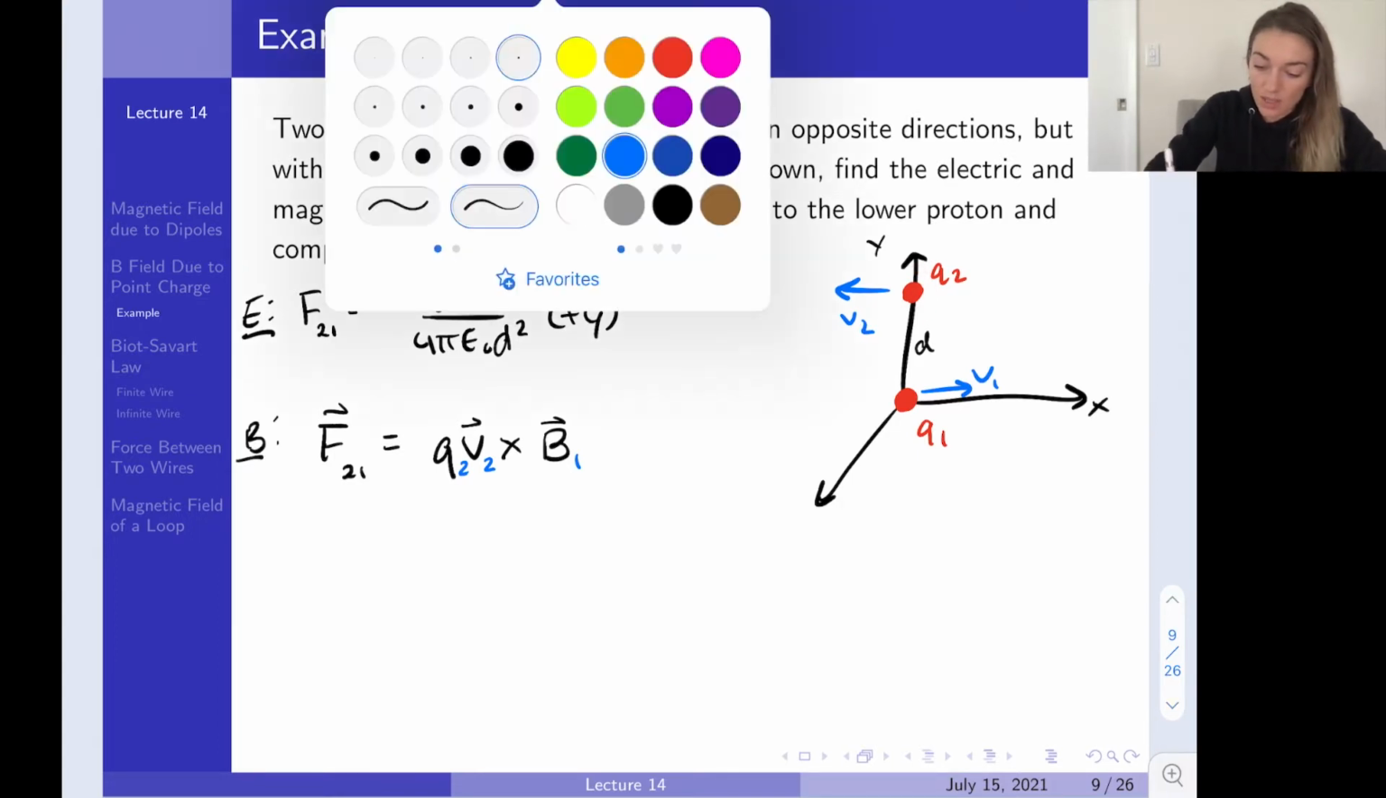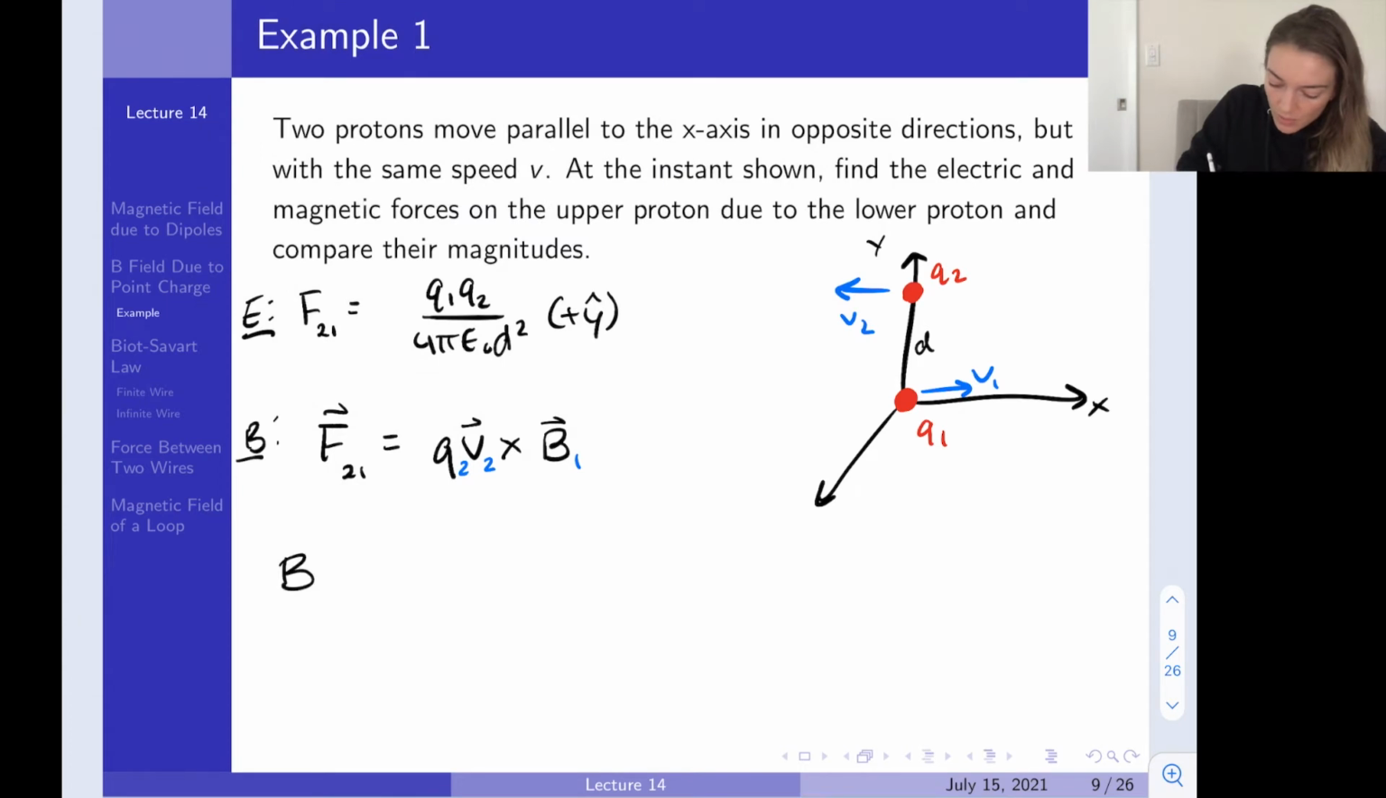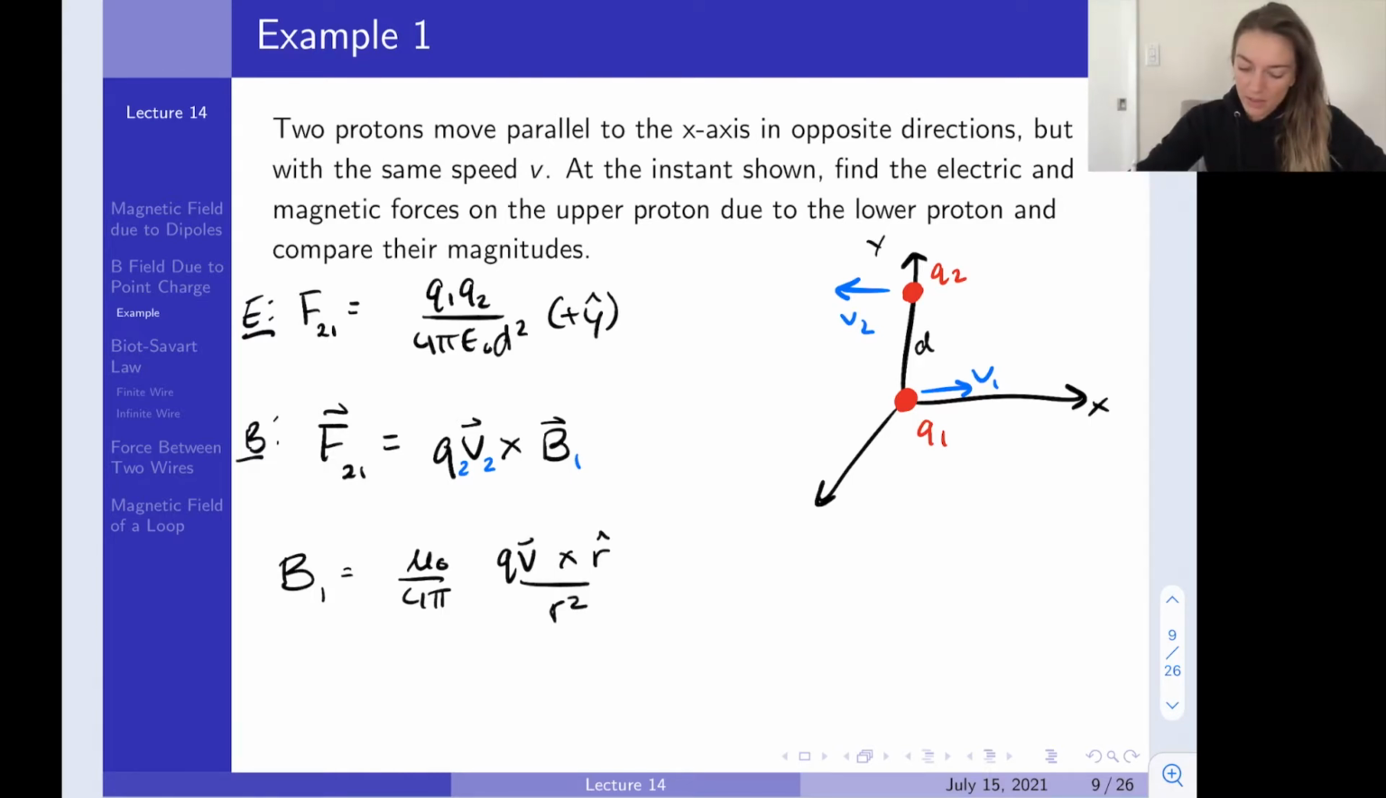So we need to use the formula we just had. So B1 is equal to mu over 4 pi times Q V cross r over r squared. Since we're looking at the magnetic field due to Q1, this charge and this velocity are both charge 1's charge and velocity. And this distance is going to be the distance to the point where we're measuring the magnetic field, which is up here at the location of charge 2.